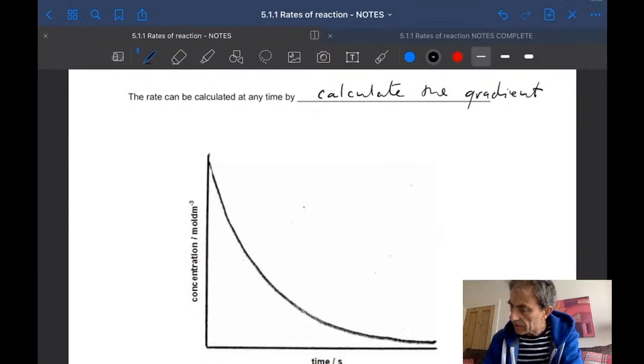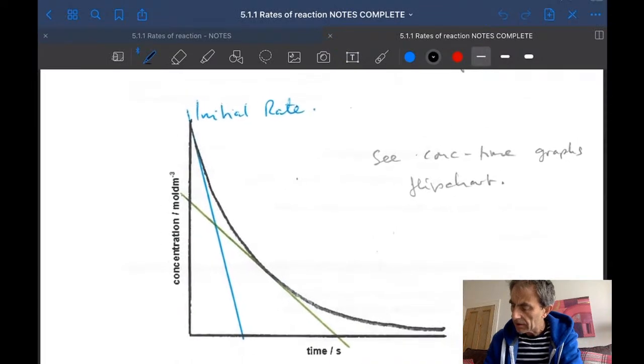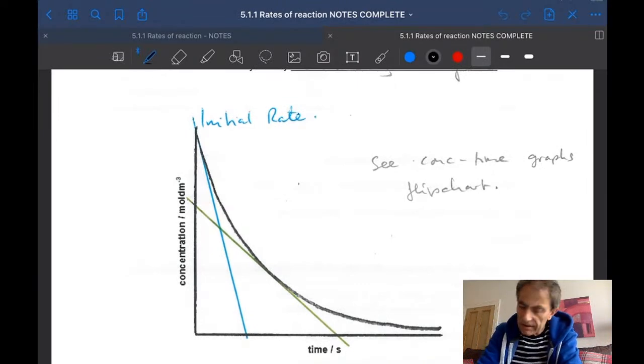Okay, so I'm going to switch to my completed notes now. So it's exactly the same graph. Okay, so there it is. You can see there's two tangents drawn to the curve. The blue one is the initial rate. That's the rate at the very start of the reaction, when time equals 0. So you know those tables we were looking at in the middle of Wednesday's lesson, those initial rates results. That's the rate at the start of the reaction.